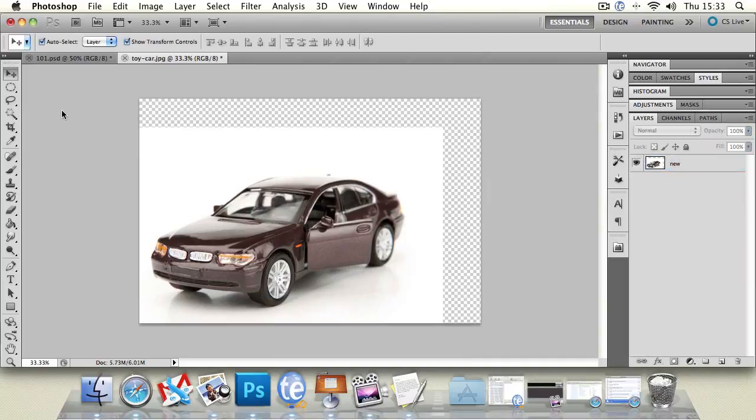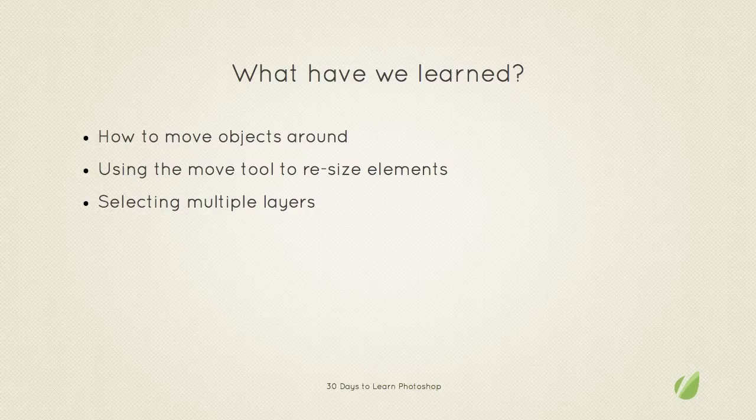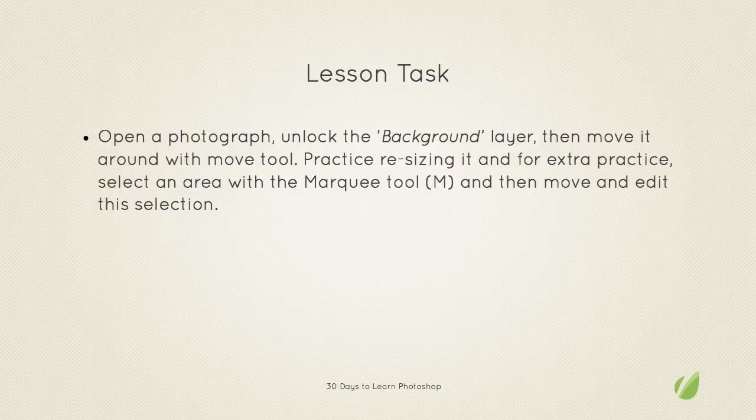and we can then move that around. So what have we learned in this lesson? Well, we've looked at how to use the Move tool to reposition and move objects. We've also used the Move tool to resize elements, and we've used the Move tool to select multiple layers and edit those. So your task for the lesson is to open up a photograph and unlock the background layer, then move it around with the Move tool. Practice resizing it, and for extra practice, select an area with the Marquee tool, which is M, and then move and edit this selection.